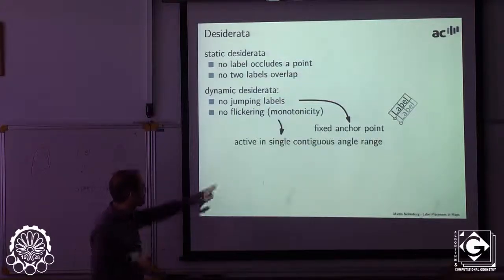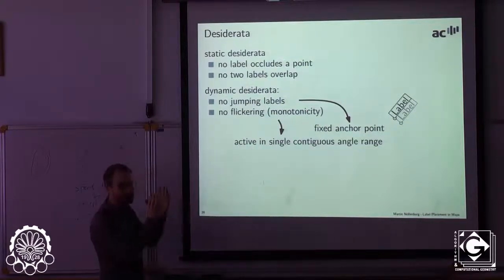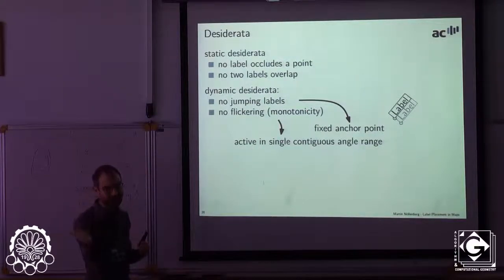And by doing that, in a similar way as for the zooming, we say we want to compute an active angle range. So say from 20 degrees to 148 degrees, you show that label, and that's it.